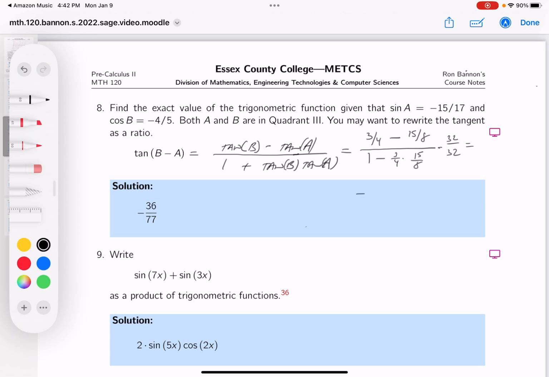What do you get over here? Equals, well, let's see. That would be 24 minus 60, relatively simple, over 32. And then what do you get? Let's see, 45. Oh, I'm sorry, there's a plus sign over here. Sorry about that. Let's see what you get there. Minus 36. And what do you get on the bottom? Let's see, 77. Put a box on it, and let's check. We're doing fine. We're moving on.